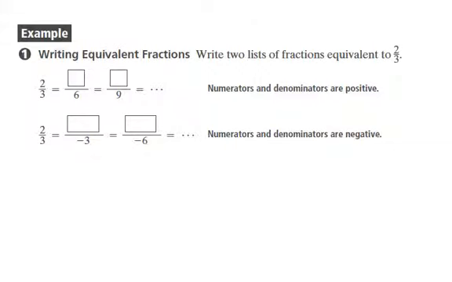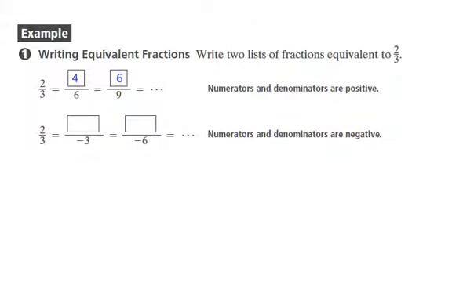For example 1, we're writing equivalent fractions. We're going to write two lists of fractions equivalent to 2/3. To begin with, we have our 2/3. Then we're going to write an equivalent fraction that's over 6. Well, 3 times 2 is 6, so 2 times 2 is 4. Then we're going to write an equivalent fraction of something over 9. 3 times 3 is 9, so 2 times 3 is 6.